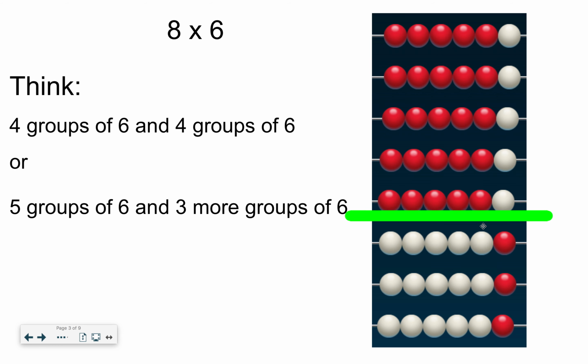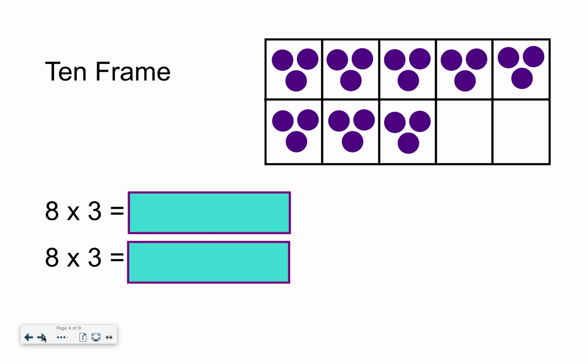If you like your 5s better, this model shows that nicely. I might think of this as 5 groups of 6 and then 3 groups of 6. 5 groups of 6, well, that's easy. That's 30. And I know 3 groups of 6 is 18. 30 plus 18 is 48. Both get you the same answer. You're just breaking up that 8 into 2 different groups.